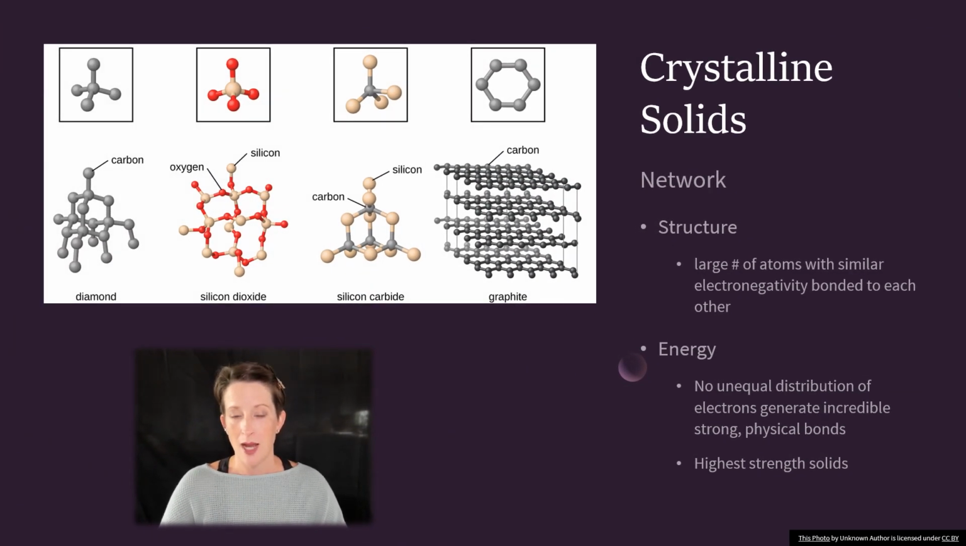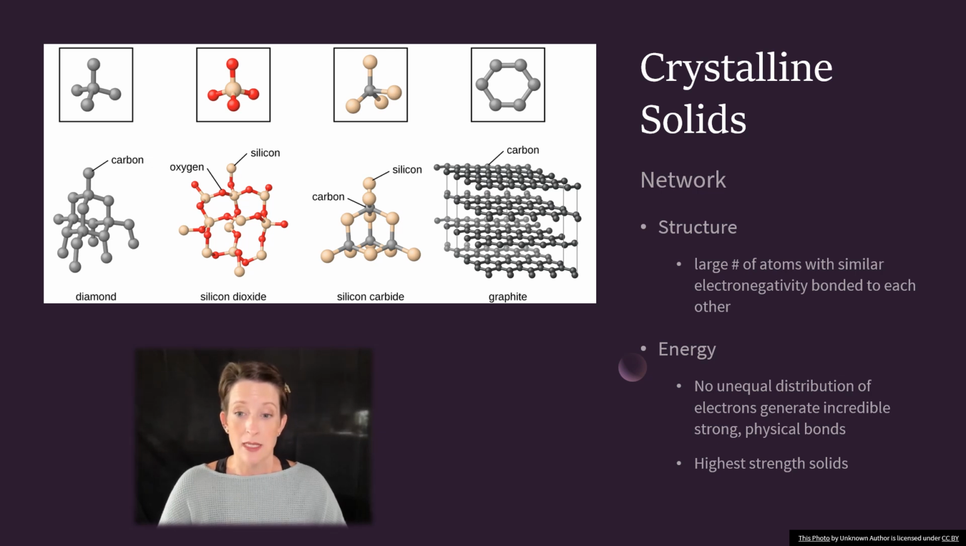We have not talked about these next two at this point, but know that they do exist and they have their own unique properties. This next one is called network solids. Network solids is like ionic compounds where you have that repeating structure, but it's also like covalent where they are physically bonded.